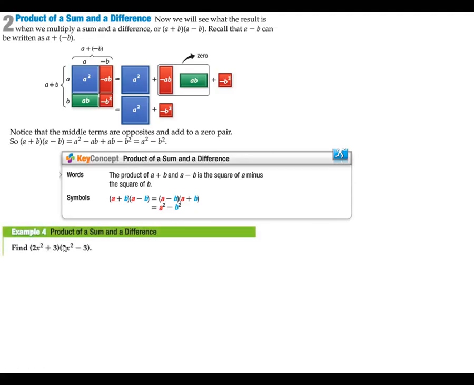So notice these two are the product of a sum and difference. You have to have the same two terms in each set of parentheses, but one has to be plus and one has to be minus for this to work. Also, it doesn't matter if the first one is plus and the second one is minus. It'll still work. All right? So you just square the first term and square the last term and subtract. So (2x squared) squared minus 3 squared would be 4x to the fourth minus 9.